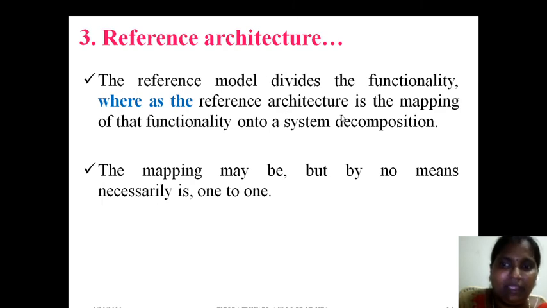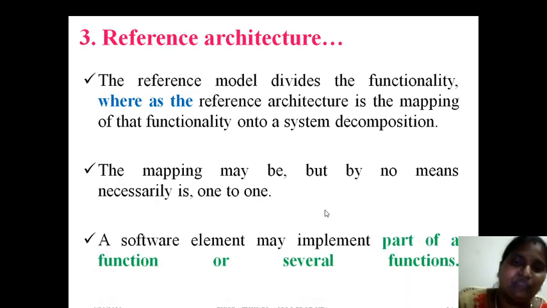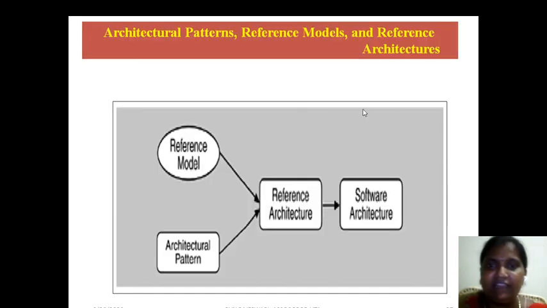The mapping may be, but by no means necessarily is, one-to-one. So a software element may implement part of a function or several functions. So this connectivity may be defined with one or more than one. So there is a final figure showing the connectivity of these three elements.